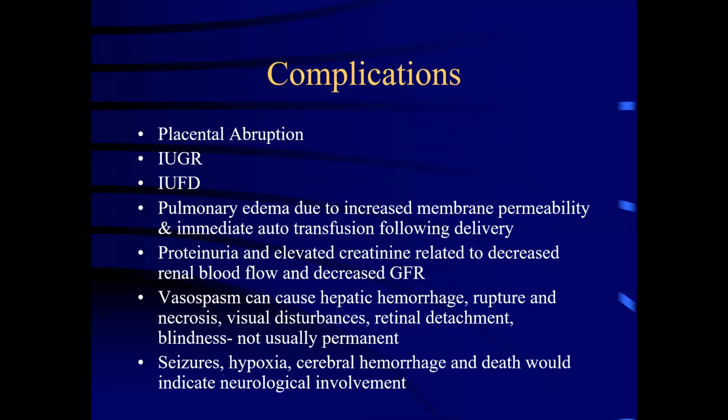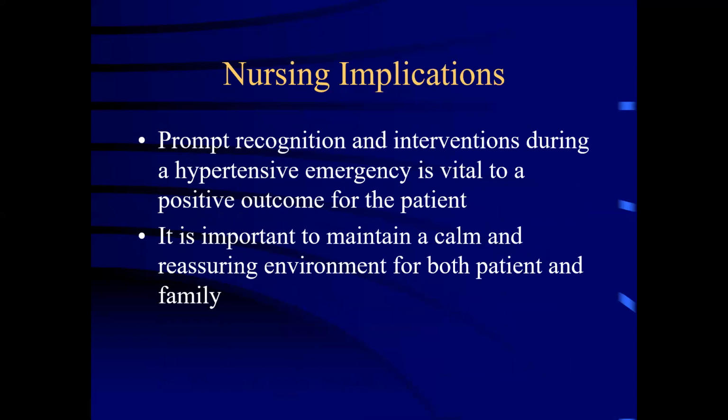Vasospasms can cause hemorrhage in the liver, rupture and necrosis of some vital veins and organs, visual disturbances, retinal detachment, and usually a temporary blindness. And then if you do have the seizures, hypoxia, and cerebral hemorrhage or death, this would indicate that there's neurological involvement as well. So as a nurse, prompt recognition and interventions in a hypertensive crisis is vital.